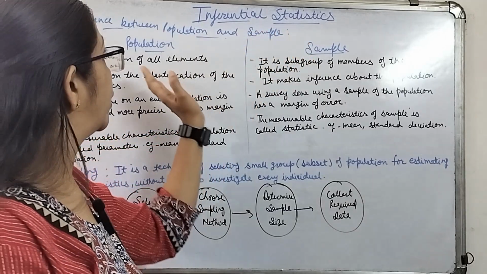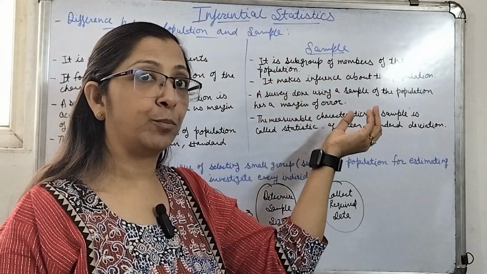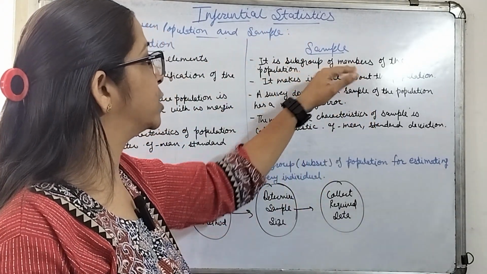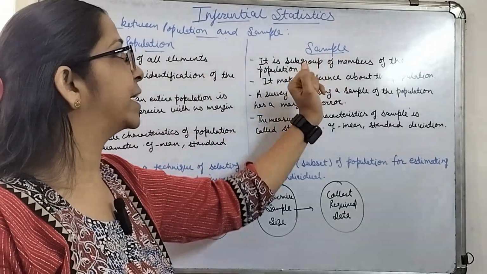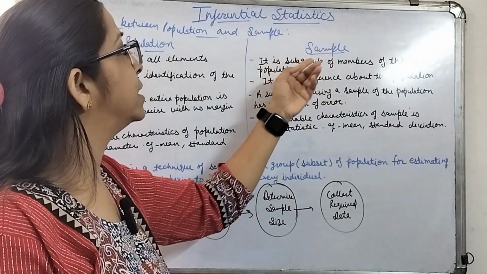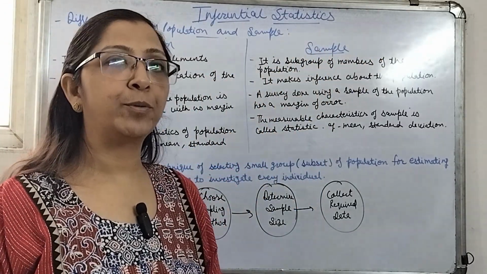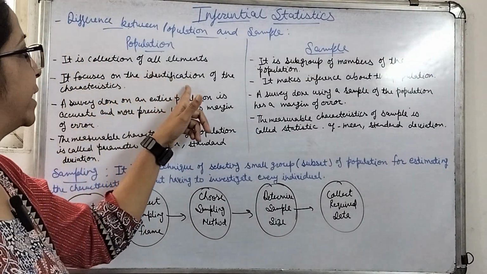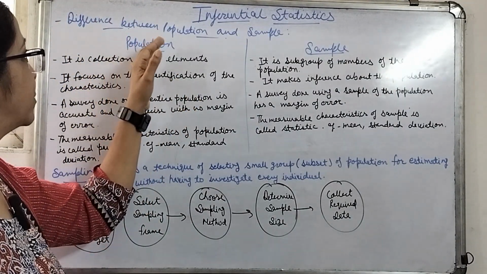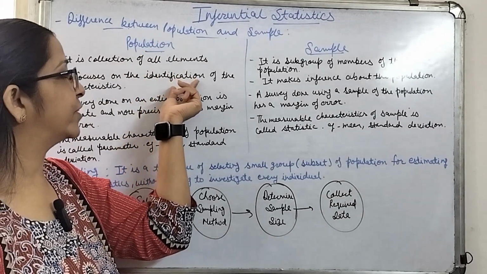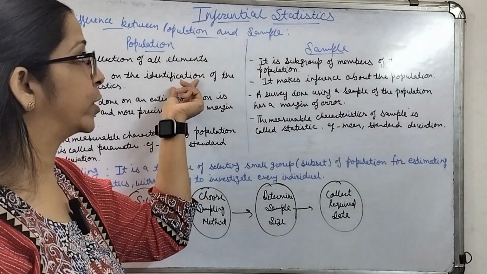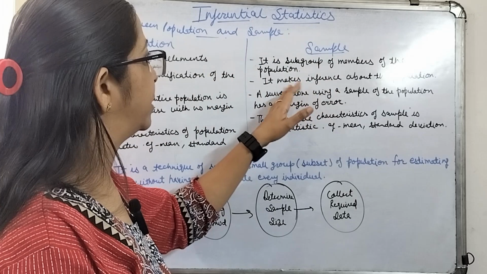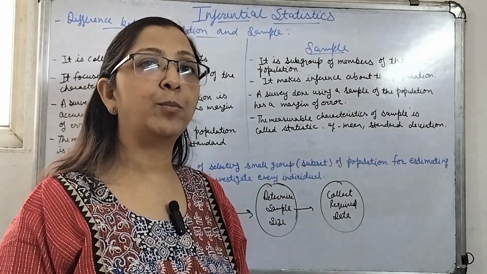But in a sample, from the population we are taking some group. That means a subgroup of the members we are taking from the population in the case of a sample. So a sample is a subgroup of members of the population. In the case of a population, the main focus is the identification of the characteristics. Rather, in the case of a sample, it makes inferences about the population.